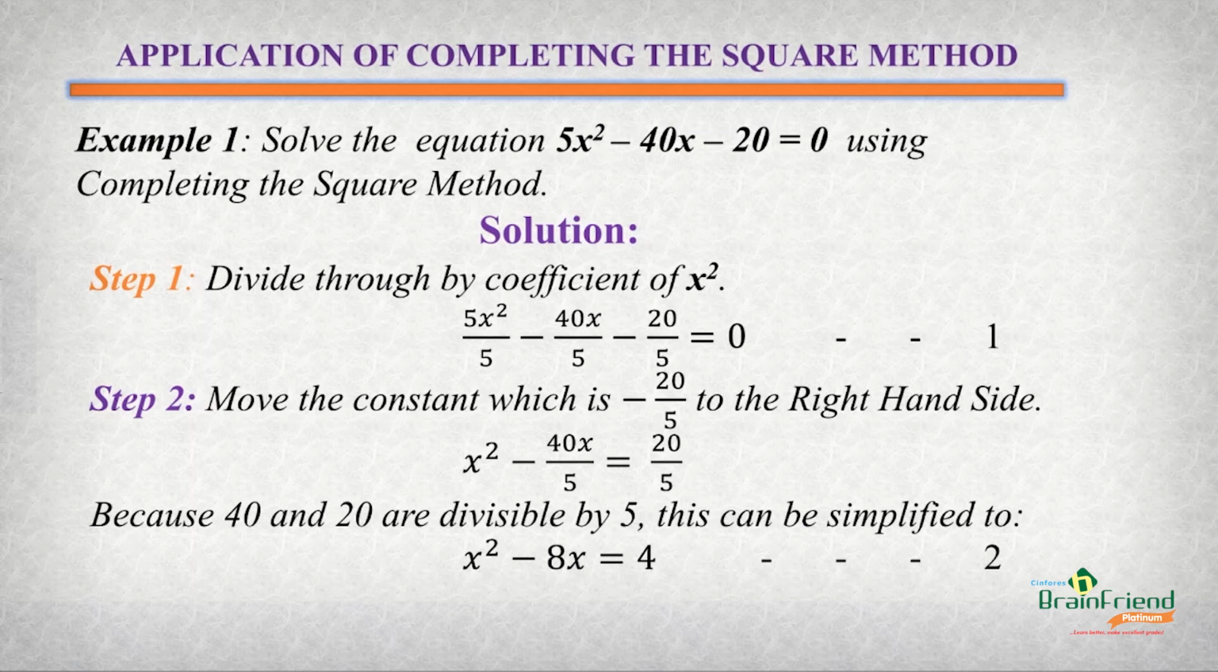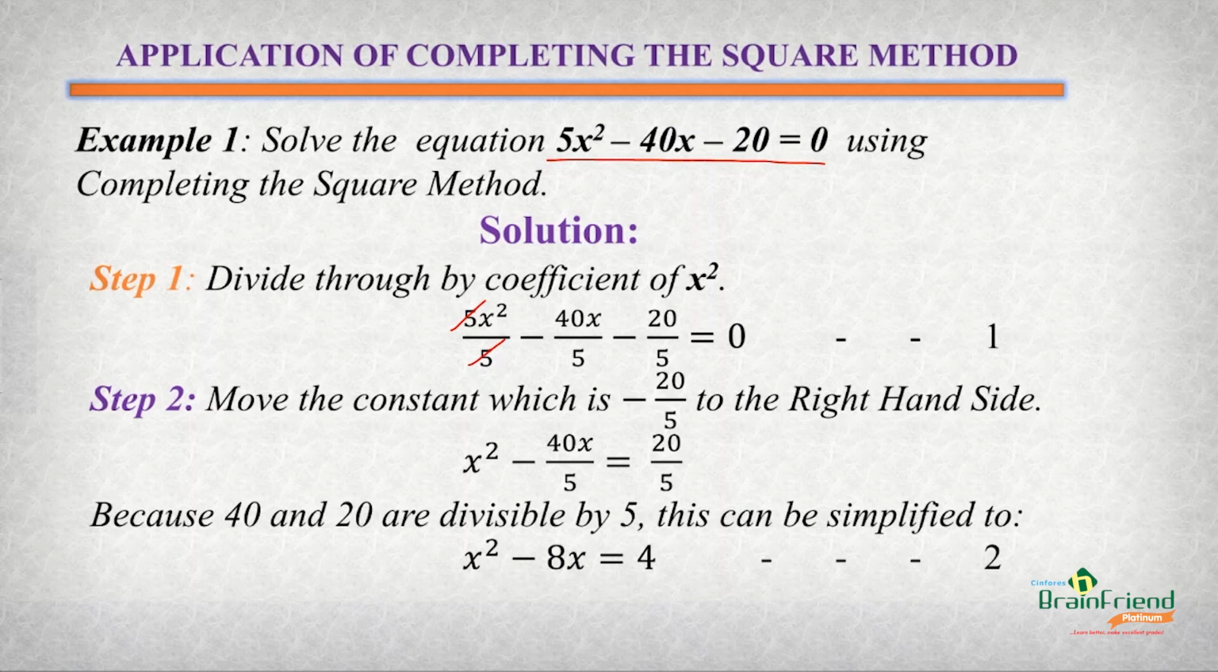Example 1. Solve the equation 5x squared minus 40x minus 20 is equal to 0 using the completing the square method. Solution. Recall our step 1 is to divide through by the coefficient of x squared, which in this case is 5. If we divide this equation through by 5, you would have 5x squared divided by 5 minus 40x divided by 5 minus 20 divided by 5 is equal to 0. Note that 5 divided by 5 will give us 1, so that will mean x squared. Also, 40 can be divided by 5 as well, and 20 can be divided by 5, but we'll leave it for now.